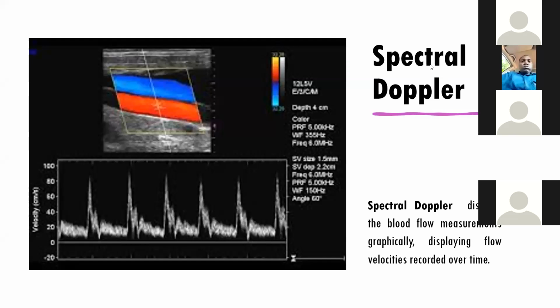Okay, now spectral Doppler. So in spectral Doppler you will get... Sydney is eating. What are you eating? Iftar.